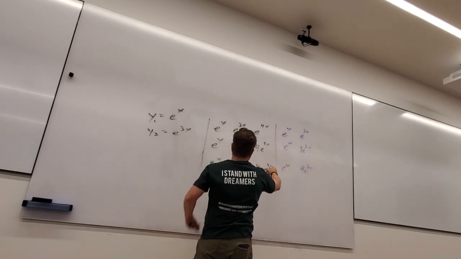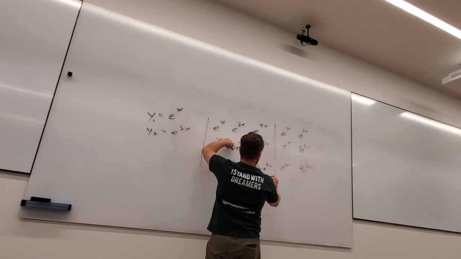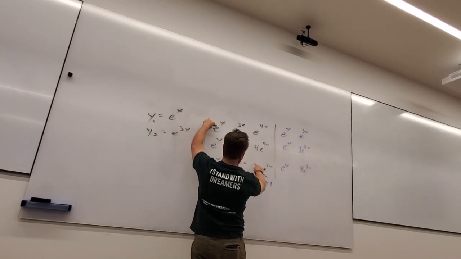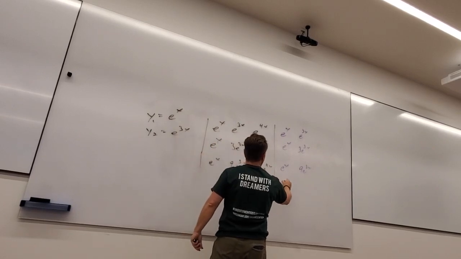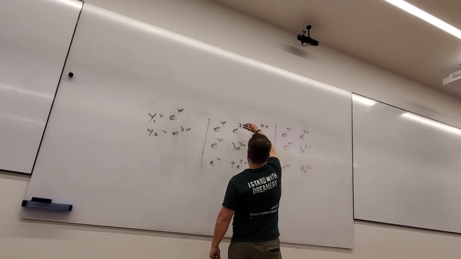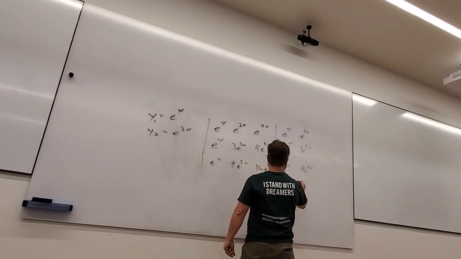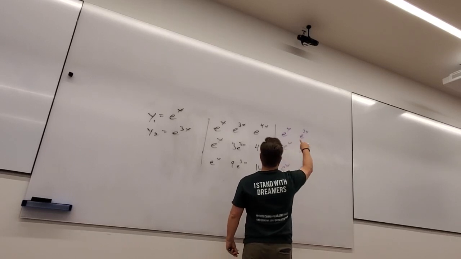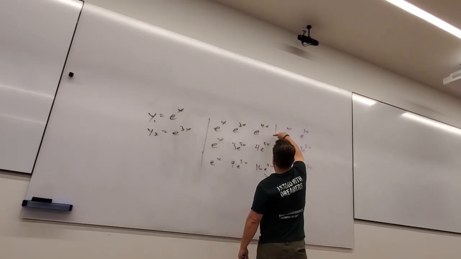So if I do these, I'll get 48 e to the 8x, and then here I'm going to get 4 e to the 8x. Where am I at? So here, here, here.